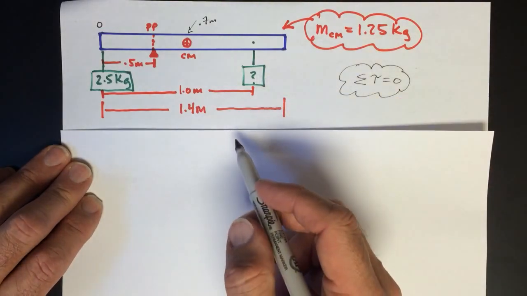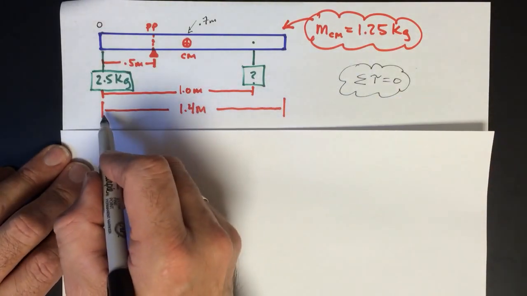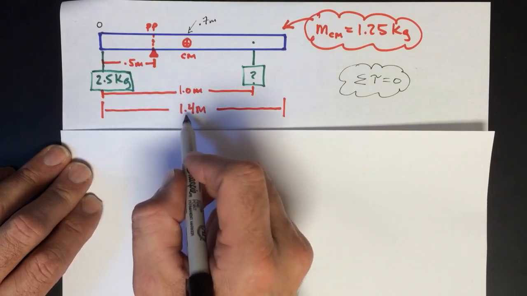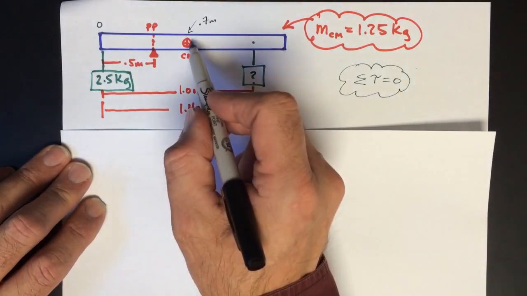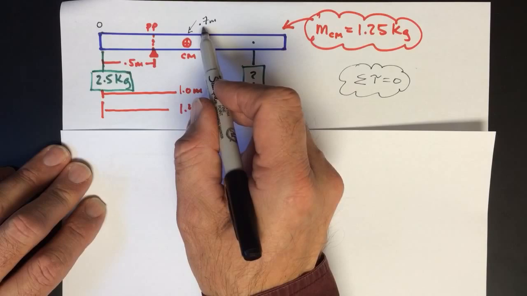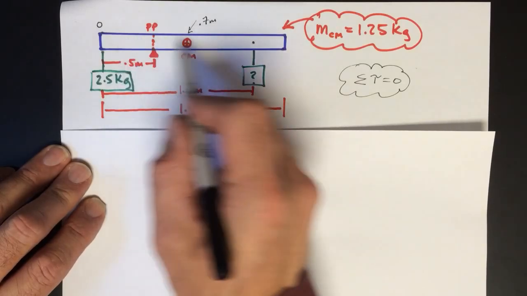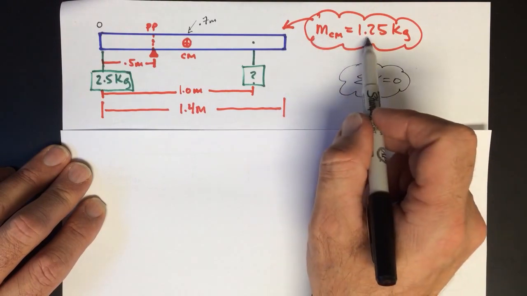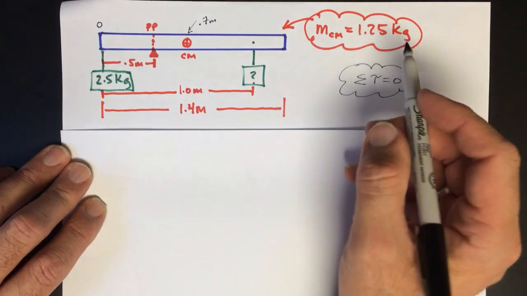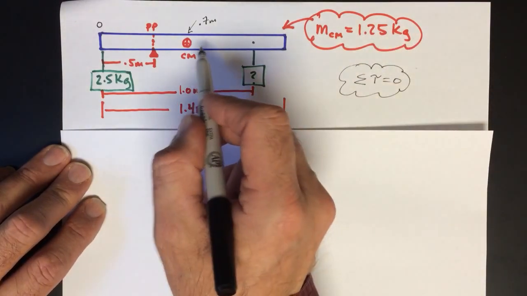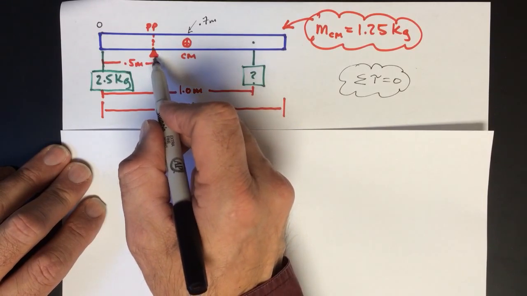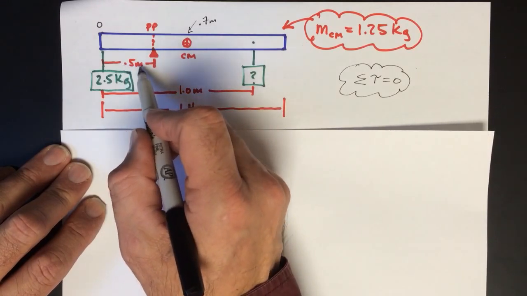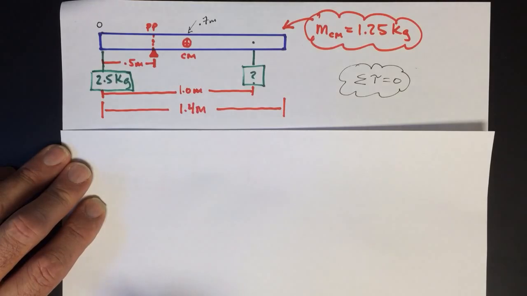We have some more information here. Since the boom is 1.4 meters long, we know its center of mass is located at the 0.7 meter mark, halfway between. The mass of the boom is 1.25 kilograms. And the boom is pivoting at 0.5 meters measured from the left side. So that's all the given information.